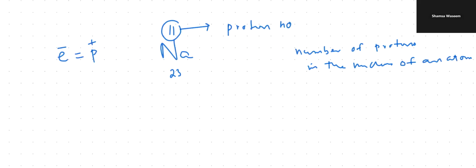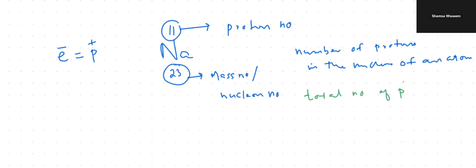Now let's move to the bigger number. The bigger number is known as the mass number, or it's also known as the nucleon number. How are you going to define a mass number or nucleon number? It is the total number of protons and neutrons in the nucleus of an atom. Again, 1 marking point is the total number of protons and neutrons, and the other is where it resides, in the nucleus of an atom.